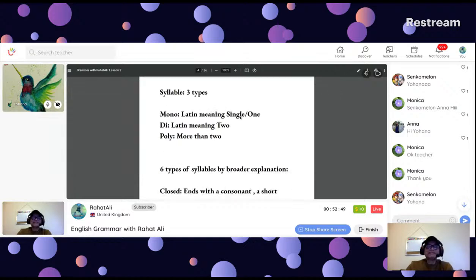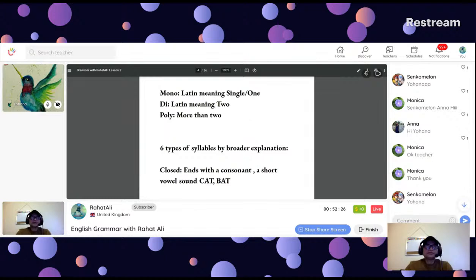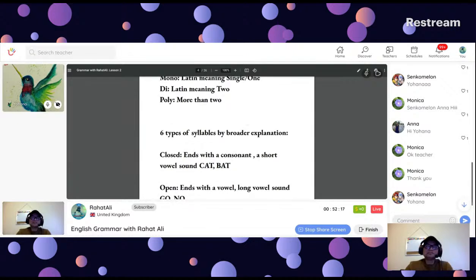Okay, so syllable, briefly, three types: mono, di, and poly. You know, these three words are Latin words. Mono means single or one. Di means two, and poly means more than two. And in the broader explanation, there are six types of syllables. Do you remember why you need to study syllable, which is the basic grammar, Johanna? I think it can help us to understand the spelling. Yes, spelling and pronunciation both. So that really is helpful.